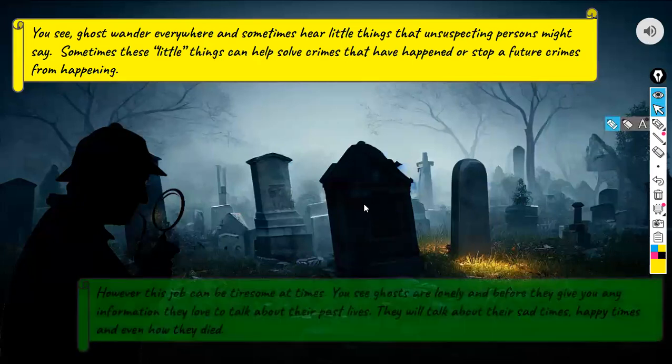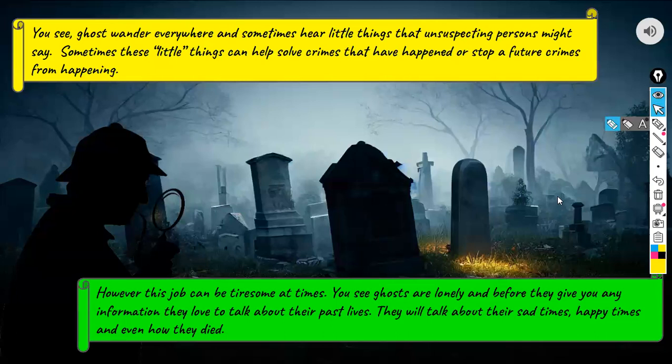All right. Read the green note there. So unfortunately, ghosts like to talk a lot. Whenever you approach them for information, they will rope you into a long, boring story, and you have to listen to it. Let's move on.